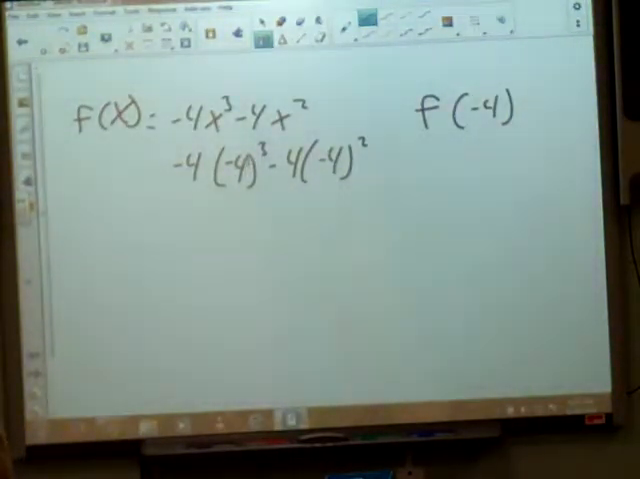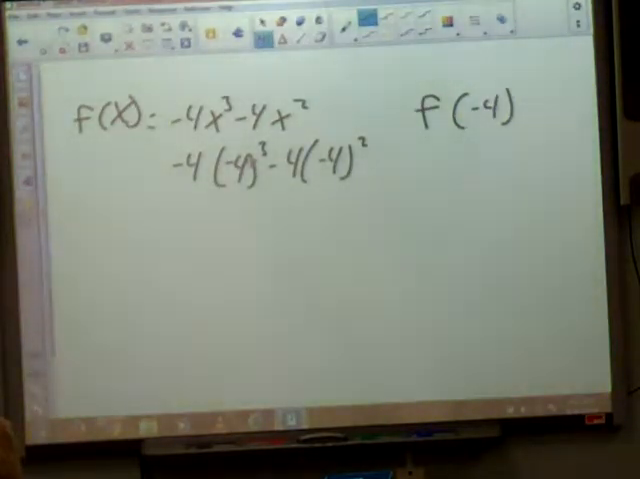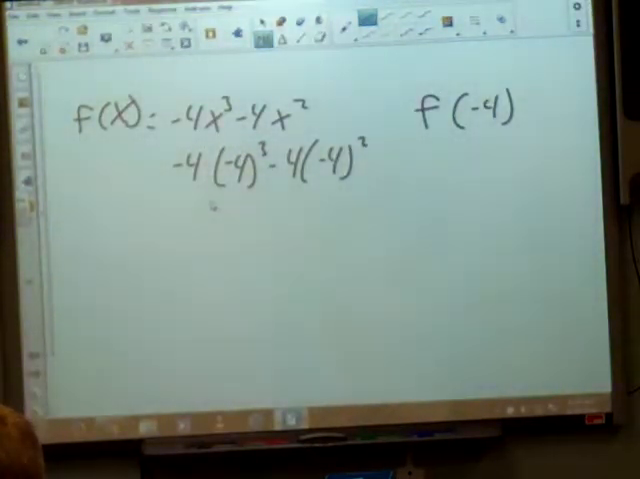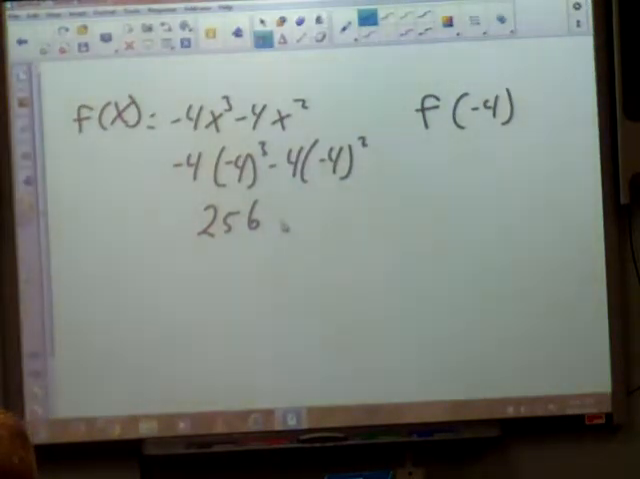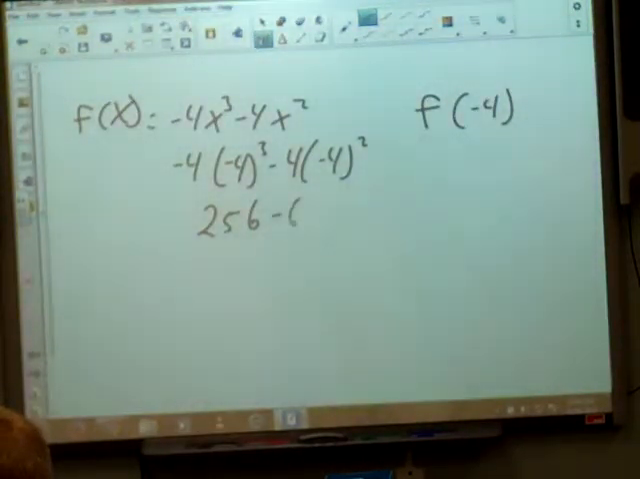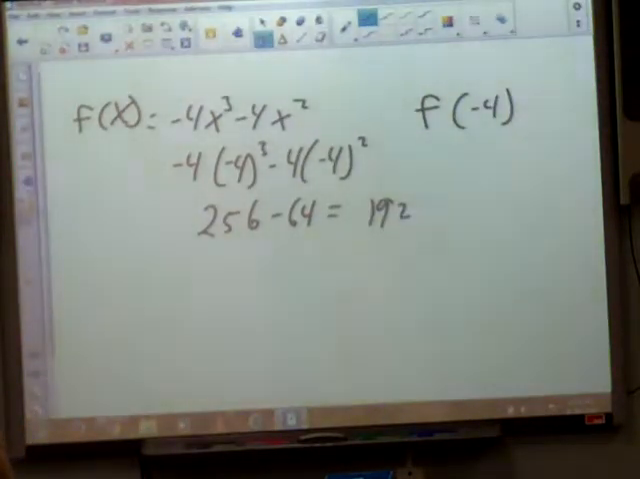Okay, negative 4 cubed is negative 64, and then times 4 is 256, and y'all can check my work on that, but that's what I wrote down when I worked it last time. And then here, negative 4 squared is 16. 16 times 4 is negative 64. So that got me 192.